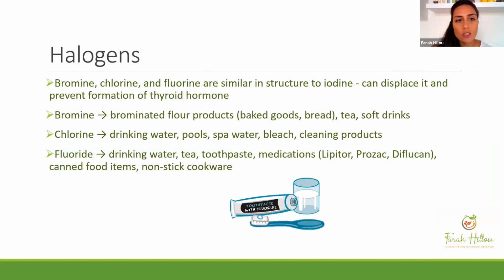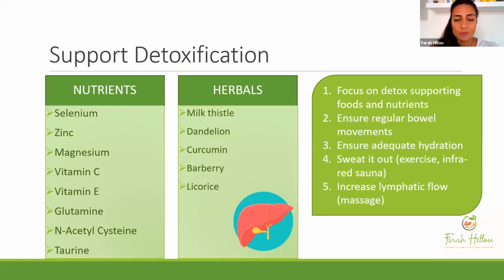Very quickly, halogens like bromine, chlorine, and fluorine can all negatively affect iodine uptake, because they are very similar in structure to iodine. Okay, so the thyroid can mistake them for iodine and take up fluoride. Fluoride in toothpaste, for example, is one of the biggest culprits. So we recommend individuals go for fluoride-free toothpaste. Chlorine is found in drinking water and pools, and bromine in a lot of baked goods.